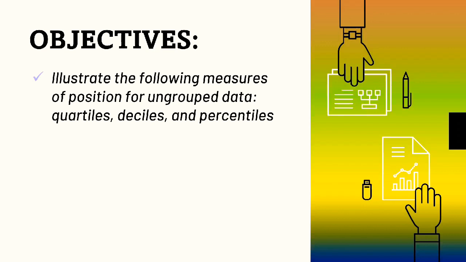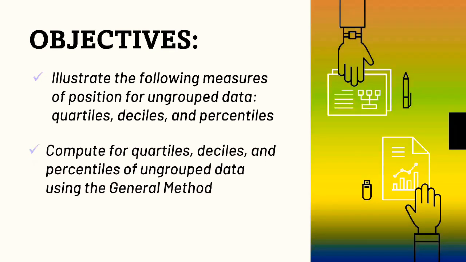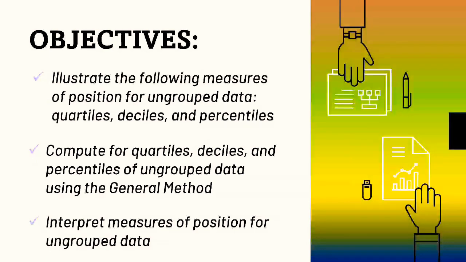Illustrate the following measures of position for ungrouped data: quartiles, deciles, and percentiles. Second, compute the quartiles, deciles, and percentiles of ungrouped data using the general method. And finally, interpret measures of position for ungrouped data.